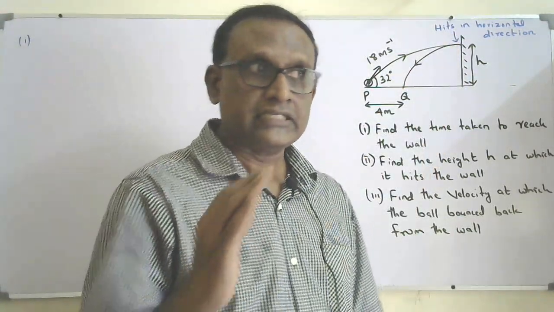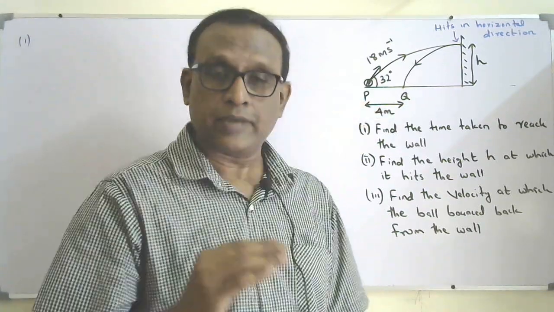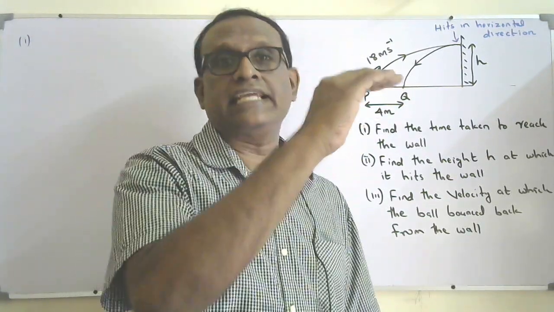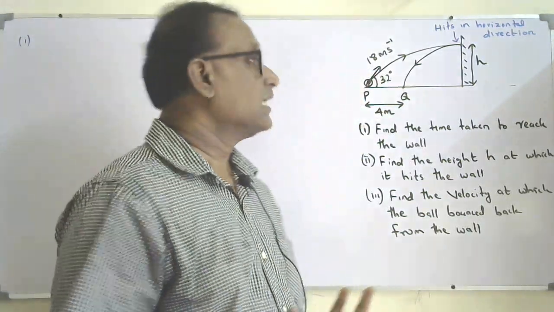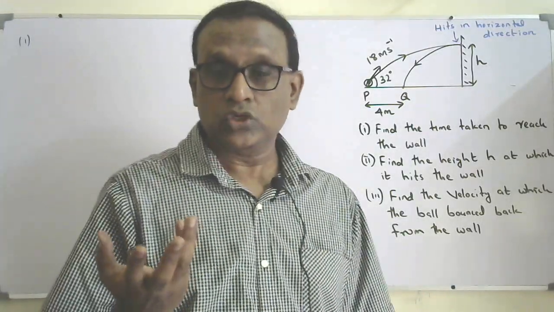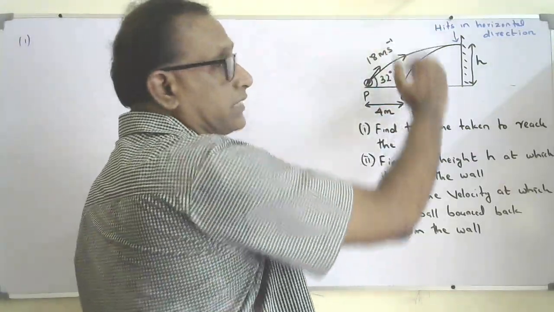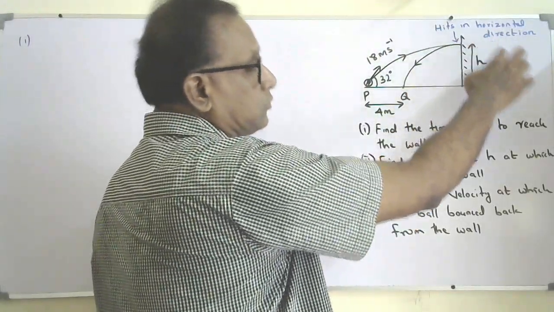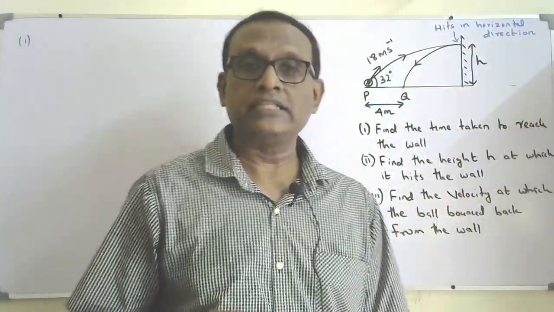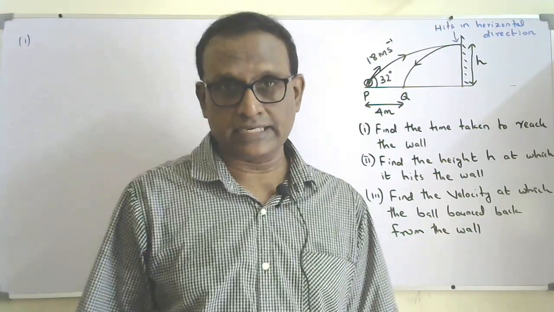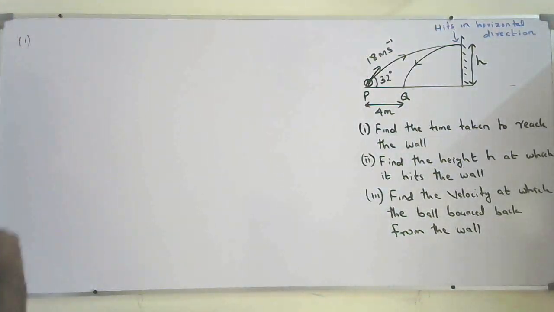So the time taken to reach the wall is same as the time taken to reach its highest point, is it? So at the highest point, we know the vertical component of the velocity is 0. The ball is moving away from the ground and then it will start to move down. So at the highest point, the vertical component of the velocity will be equal to 0. So I'm going to use that one.